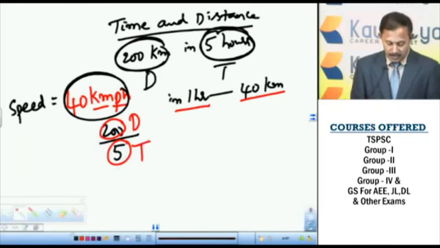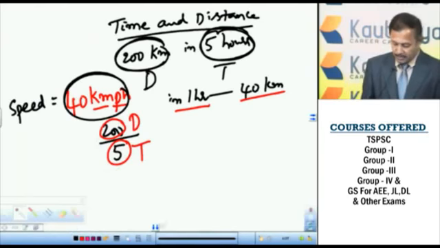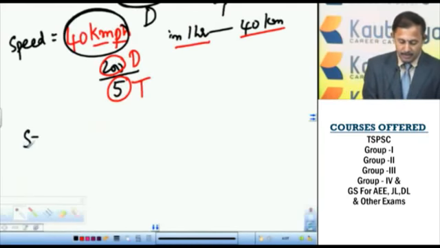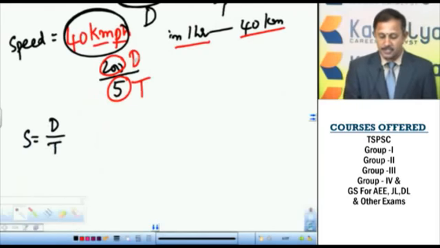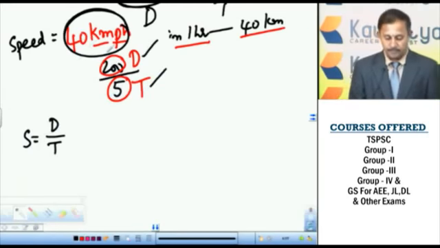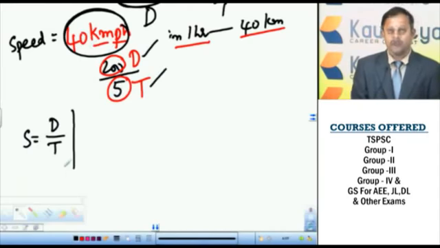So we can design the formula on our own. Speed is given by distance by time. Here the distance is 200 kilometers and the time period is 5 hours. So 200 by 5 gives 40 kilometer per hour, that is the speed of the vehicle. Simply by knowing the first formula, we can design the other two formulae.